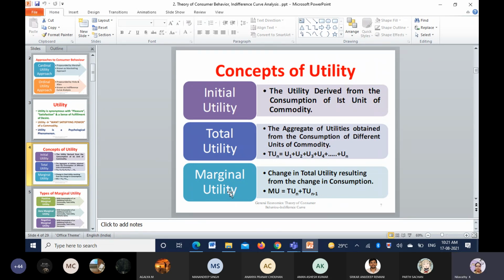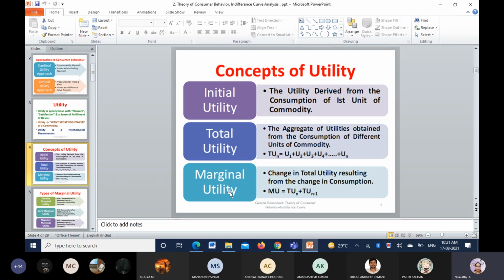Then the marginal utility. Marginal utility is the satisfaction I am getting while consuming a particular unit of a commodity. That is called marginal utility.